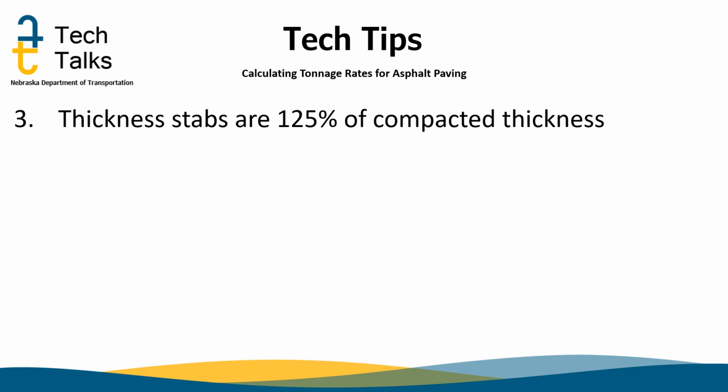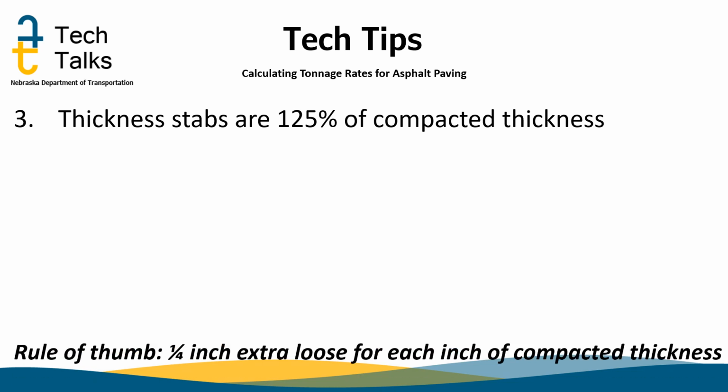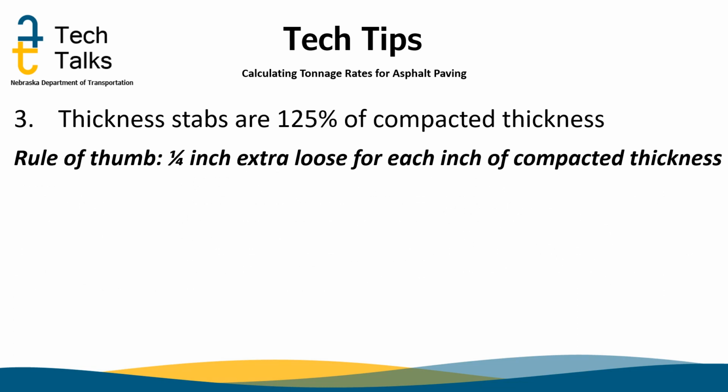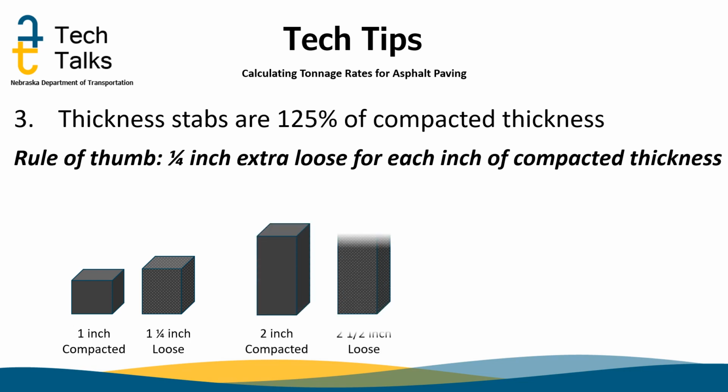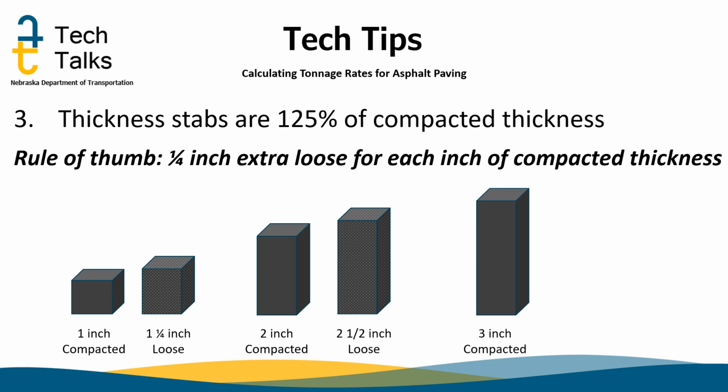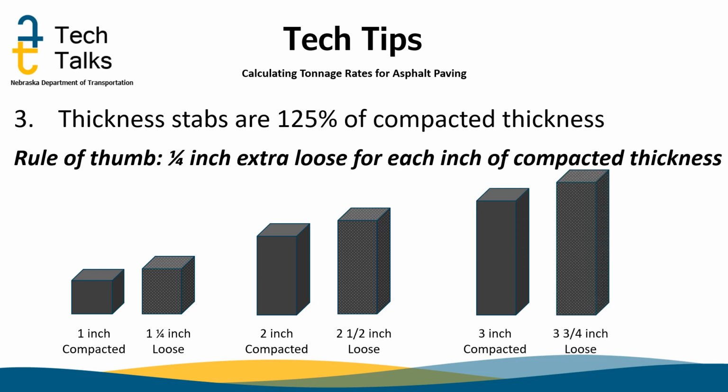Tip number 3. When checking loose mix thickness, they use a narrow steel rod poker. In order to get the correct compacted thickness, the loose material needs to have an extra 1/4 inch per inch of compacted. So if you want 1 inch compacted, you will need 1 1/4 inch loose. 2 inches compacted, you will need 2.5 inches loose. 3 inches compacted, you will need 3 3/4 inch loose material, and so on.